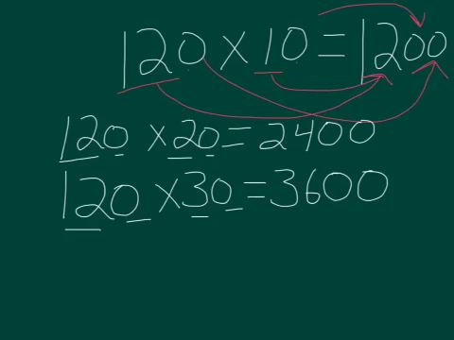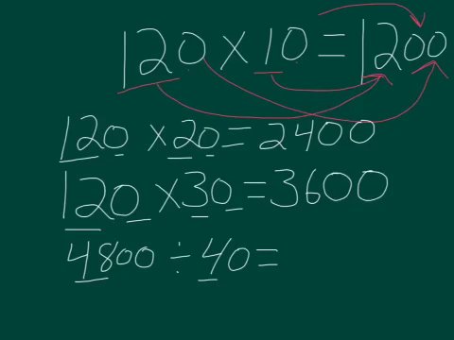So using this information, we can use inverse operation to solve a division problem, such as 4,800 divided by 40. Now to do that, we look at 48 divided by 4 is 12. You have a 0 here and a 0 here that kind of cancel each other out. And there's 1 left. You put that one over here, so you now have 120.